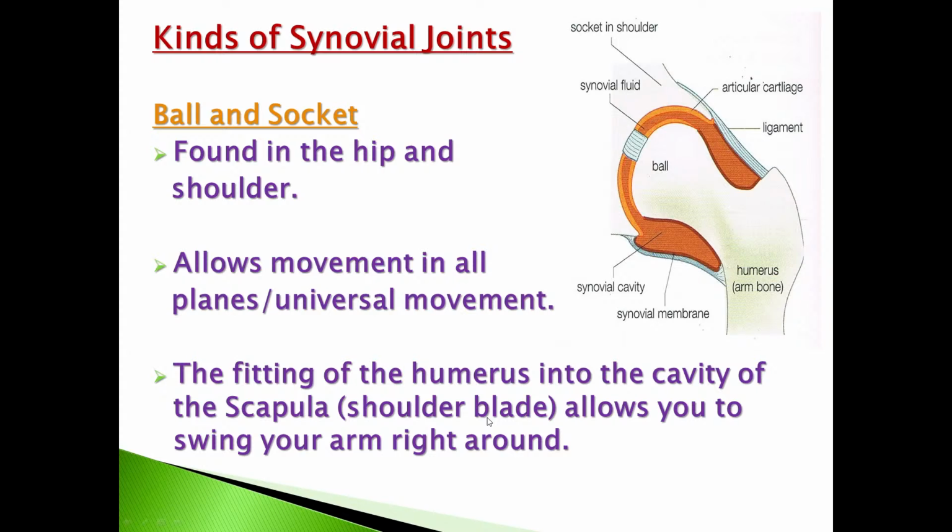The first one that we're going to look at is ball and socket. The reason it is called a ball and socket joint is that this joint is normally formed by two bones, where the end of one bone looks like a socket and the end of the other bone looks like a ball. So the ball fits in a socket. That is why it is called a ball and socket joint.